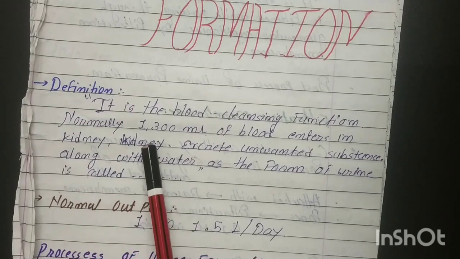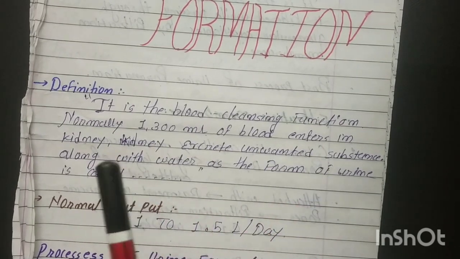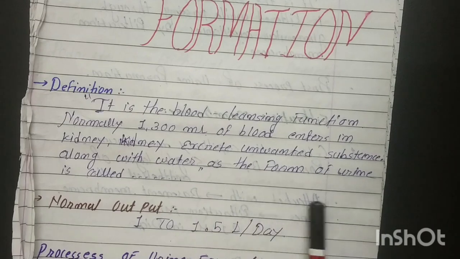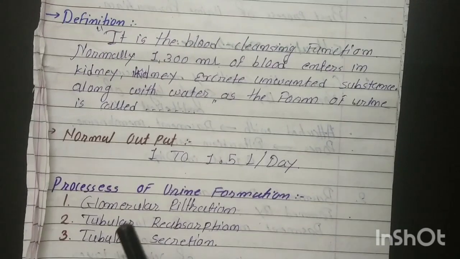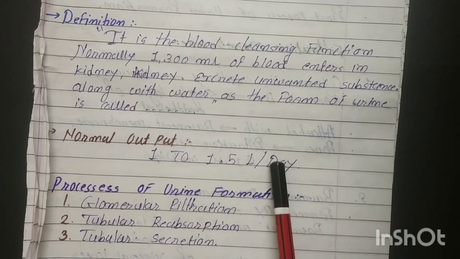Normally about 1300 ml of blood enters the kidney at a time, and the kidney excretes unwanted substances along with water in the form of urine, which is called urine formation. The normal output is 1 to 1.5 liters per day. Remember that this value is per day.